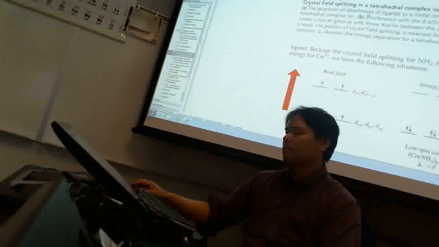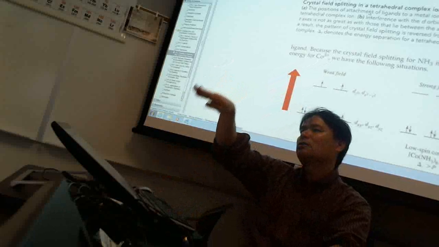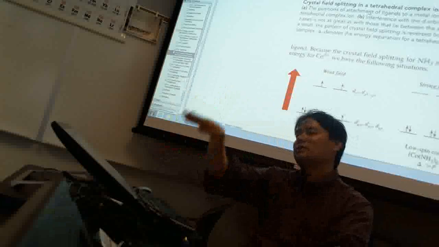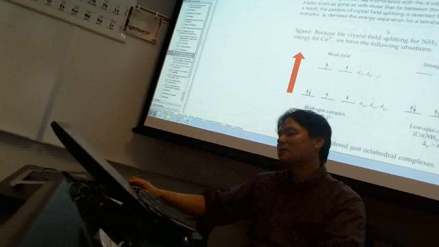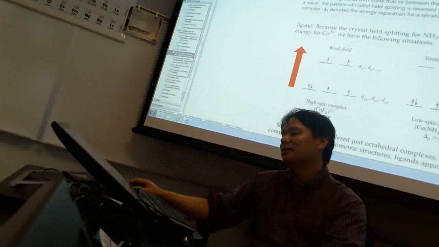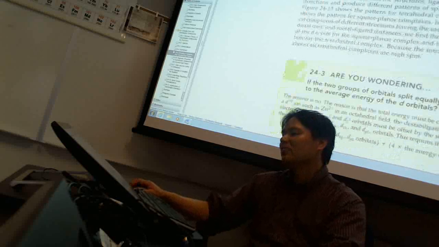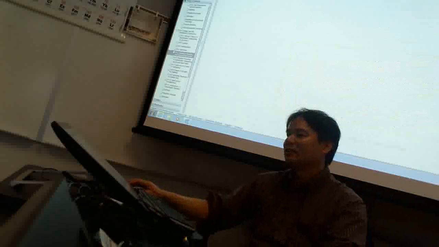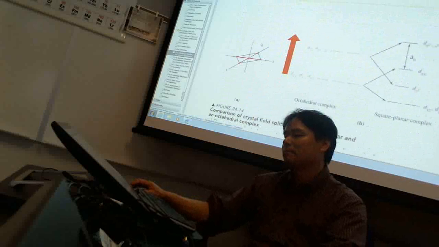Sir, you mentioned high spin and low spin. What does that mean? High spin means you have to promote the electron to a higher energy. Low spin means you keep the electrons in lower energy. So which one's high spin? Which one's low spin? The left or the right? The left is high spin. The right is low spin. All tetrahedral complexes are high spin because the gap is not big.